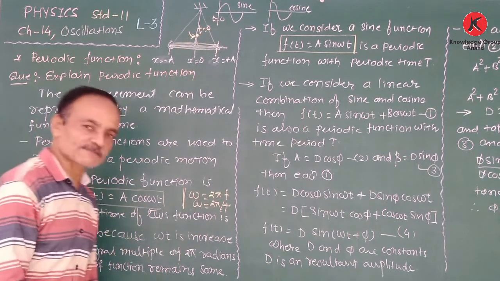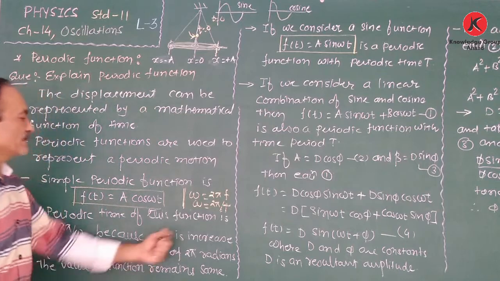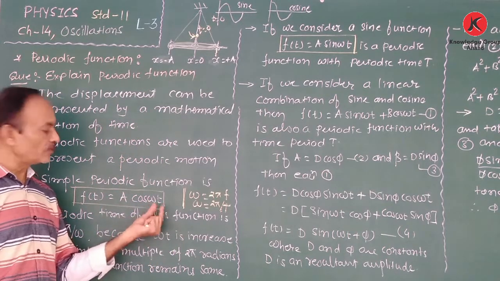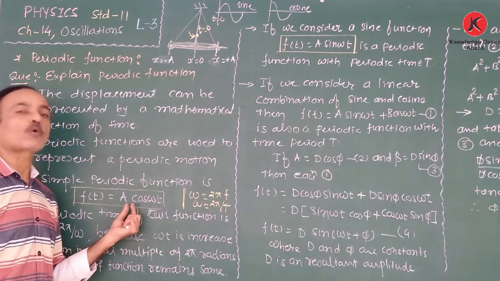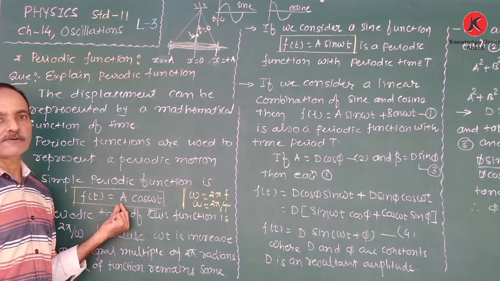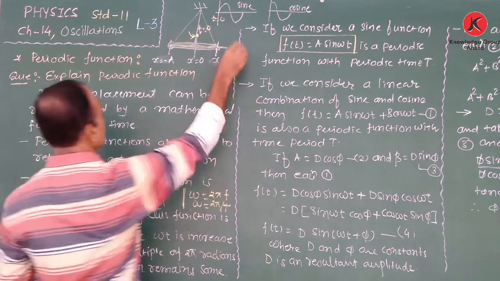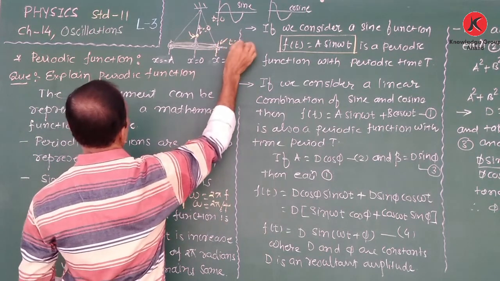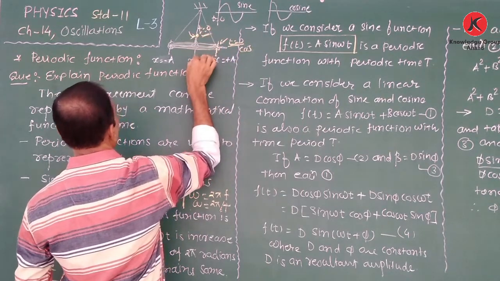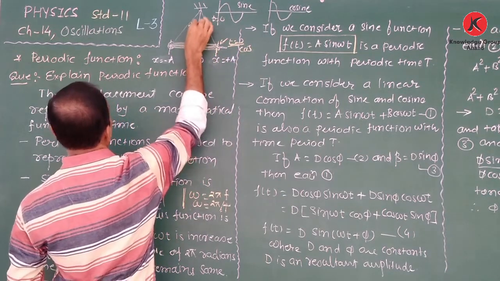Now about the cos function, what's happened? Yes, we represent the simple harmonic motion by the cos function. At time t equal to 0, omega into 0 is 0, cos 0 is 1. At this time f(t) is equal to A. Therefore, the initial position of the particle is this. At t equal to 0 for the cos function, x is equal to A, and at t equal to 0, x is equal to 0 for the sine function.